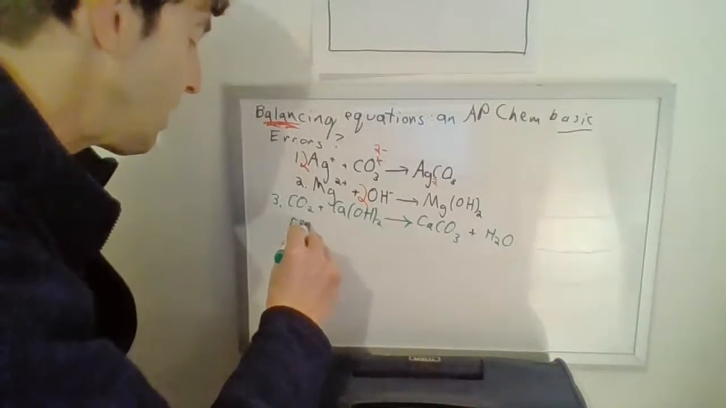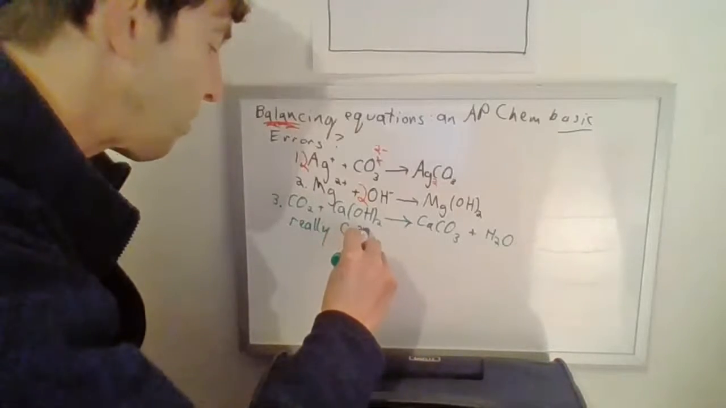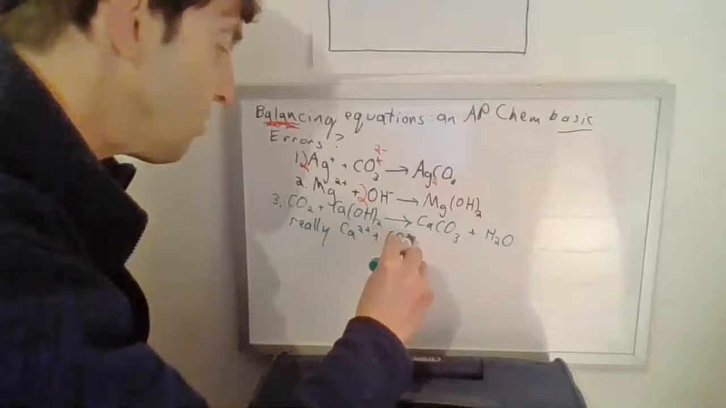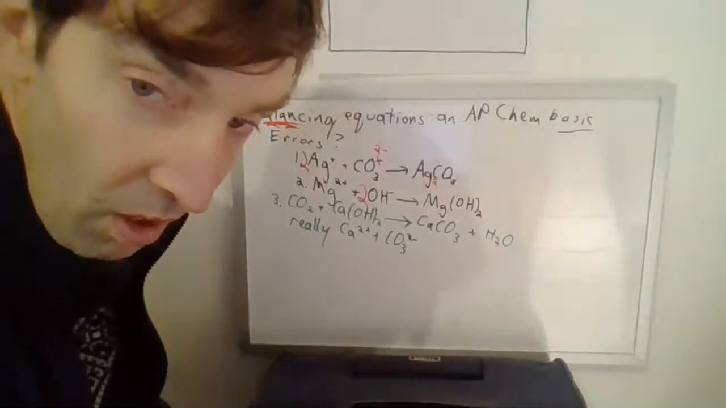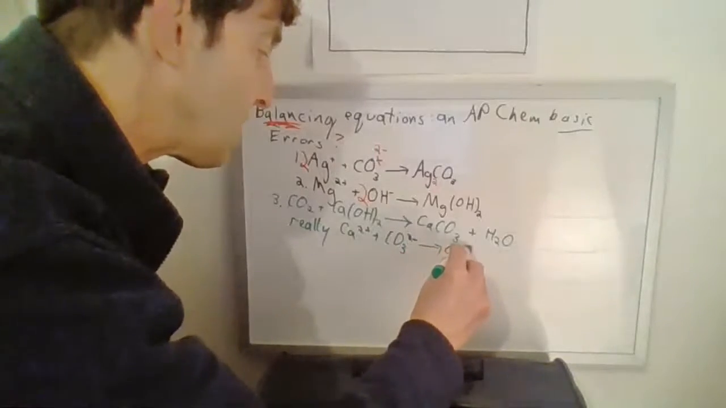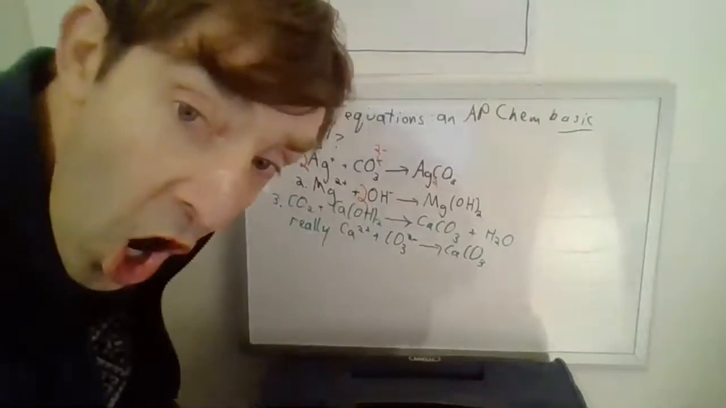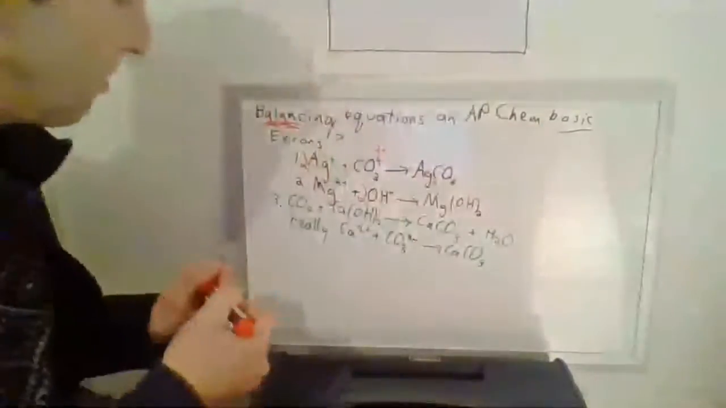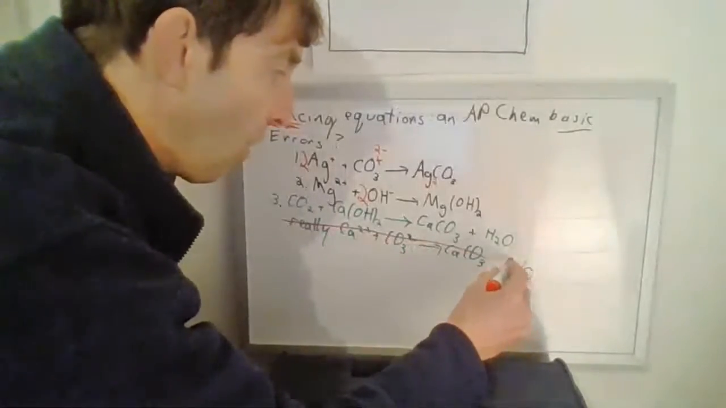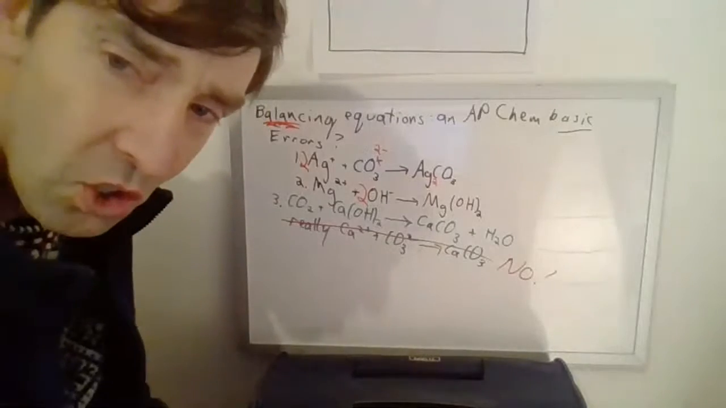It's really Ca2+ plus CO3 2-, although a couple of you had 1 minus there, forms CaCO3. Okay, that is wrong. So no. We need to talk about this. Okay, so why am I getting so upset?